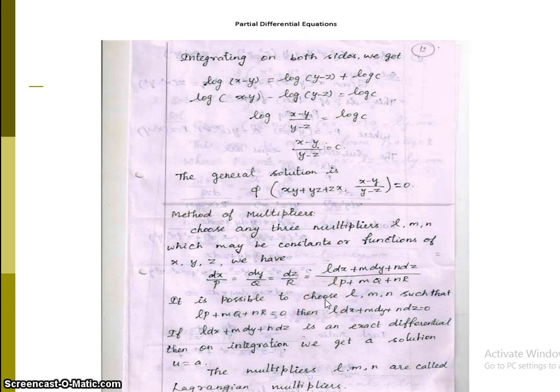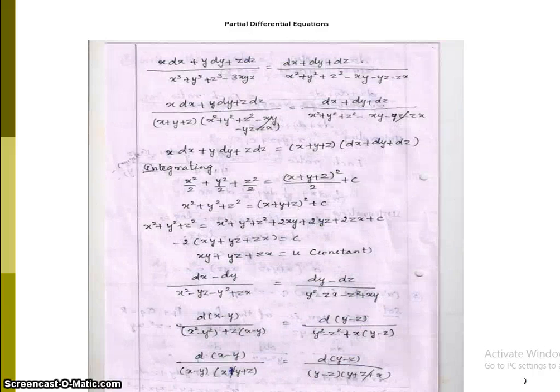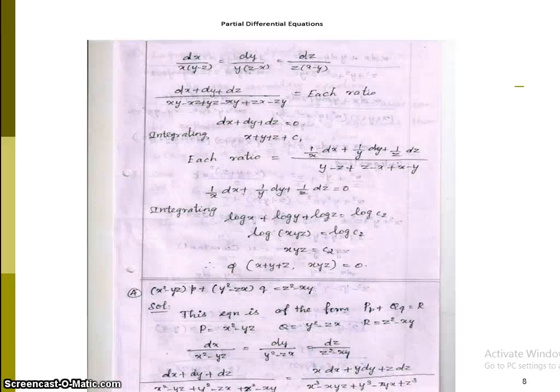This explains the problem here. The method of multipliers is a very important problem type, so be careful here. I will explain it one by one based on the problems. So we will continue in the next session. Thank you.